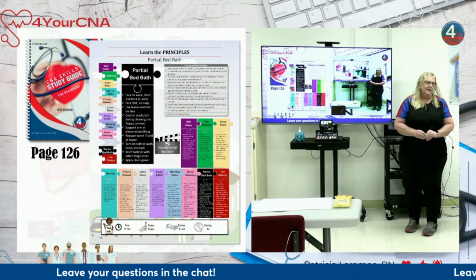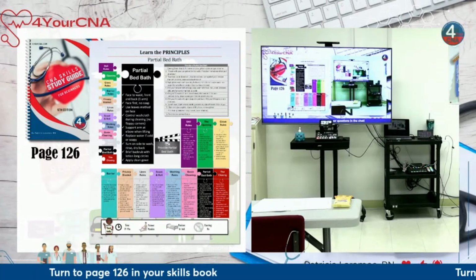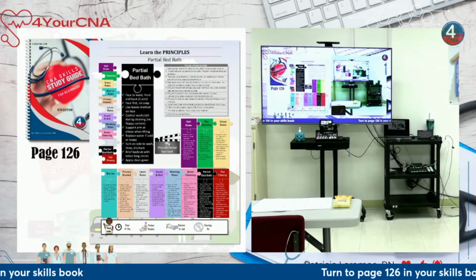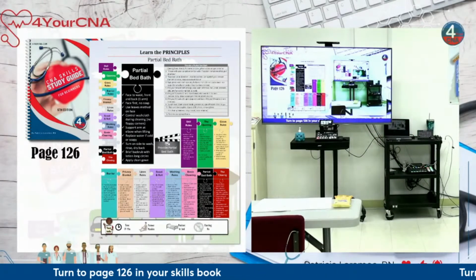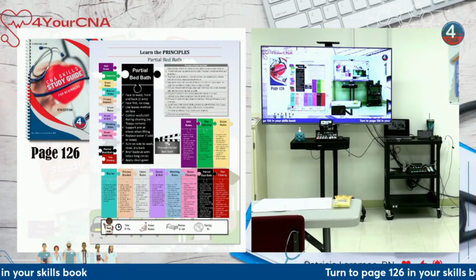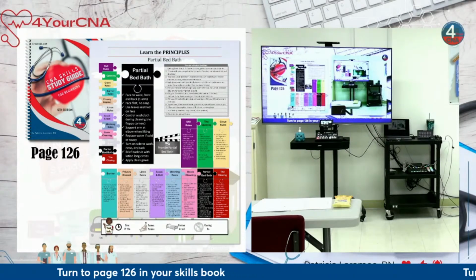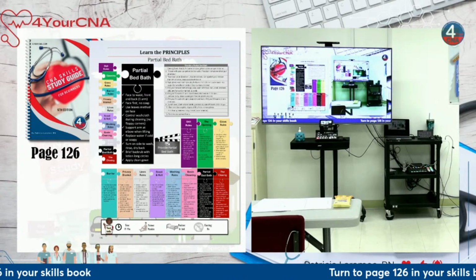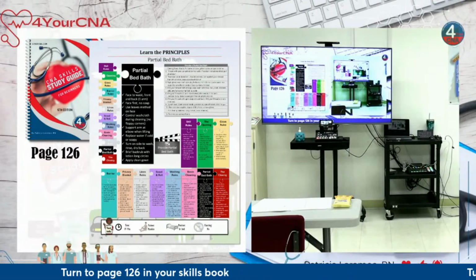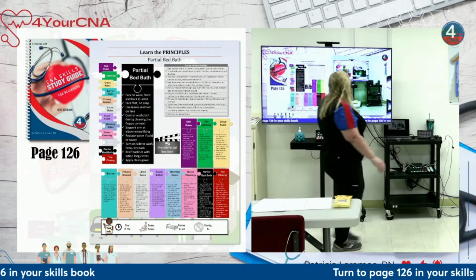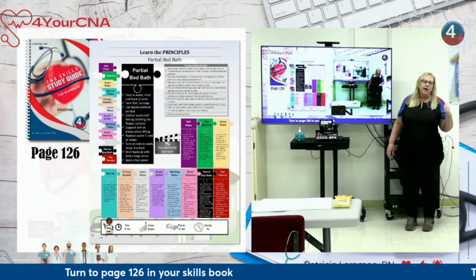All right. The big skill. Go to page 126. All right, if you look at page 126, you will see all the principles involved in this skill. And there's a lot. We're going to follow the care plan.